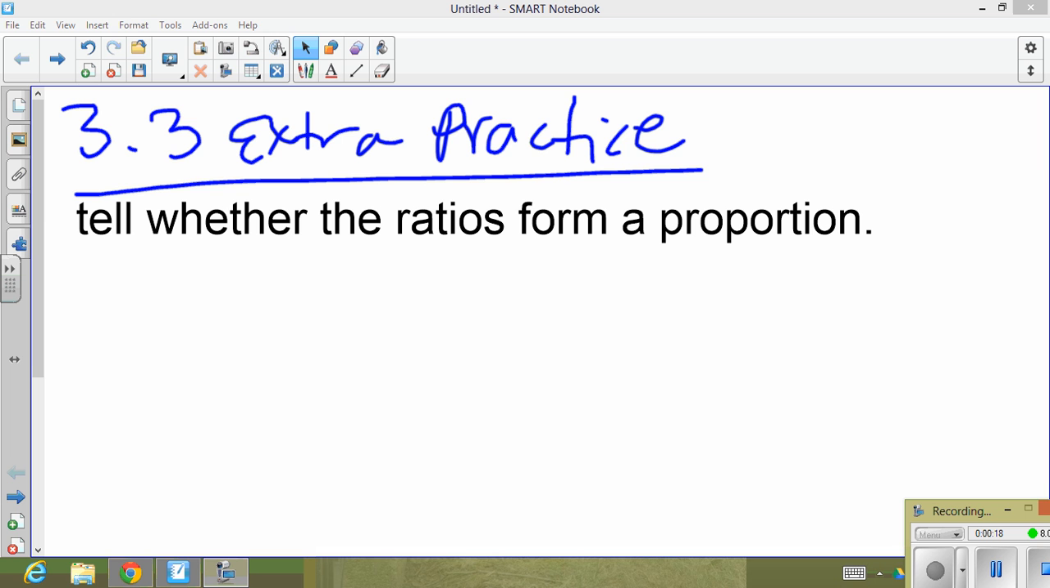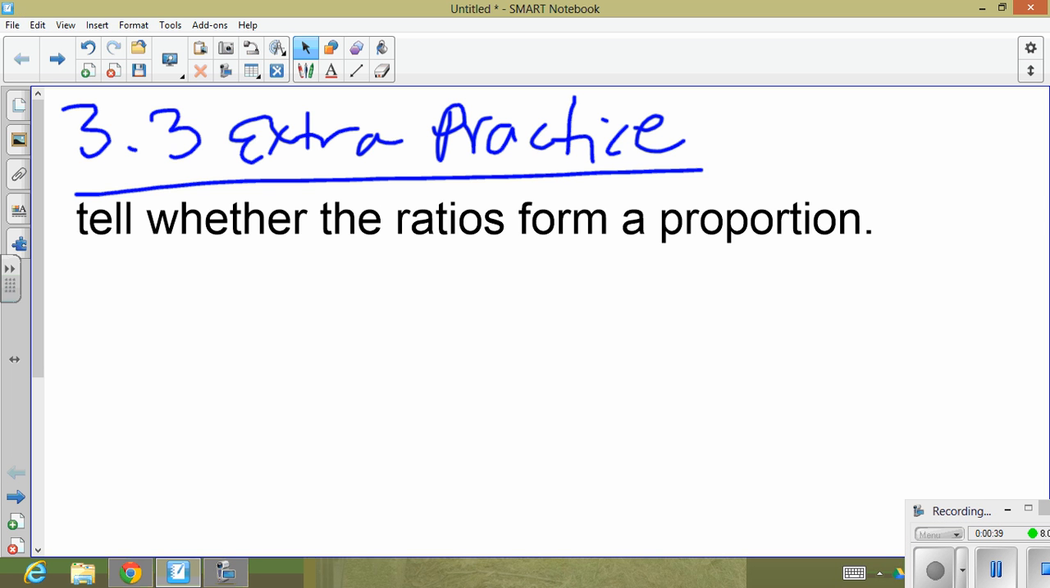This little portion of this video is designed to give you some extra practice if you're having trouble, just for a little more extra help, especially for those of you who can't make it in, whether it's in the morning or after school. So the directions are always going to be: tell whether the two ratios form a proportion.